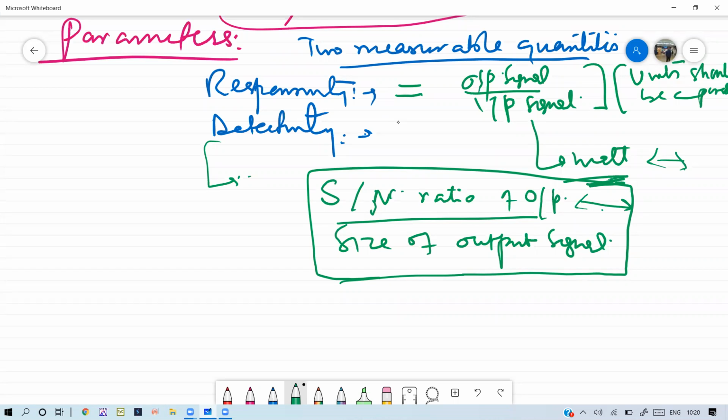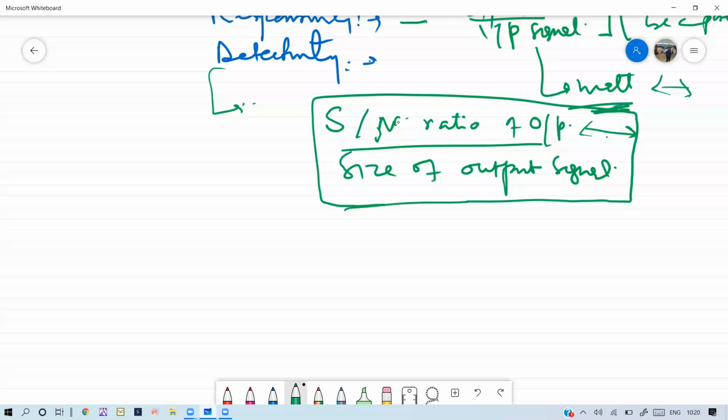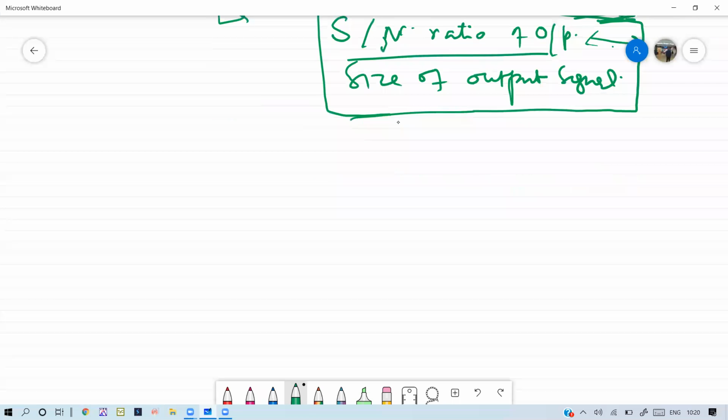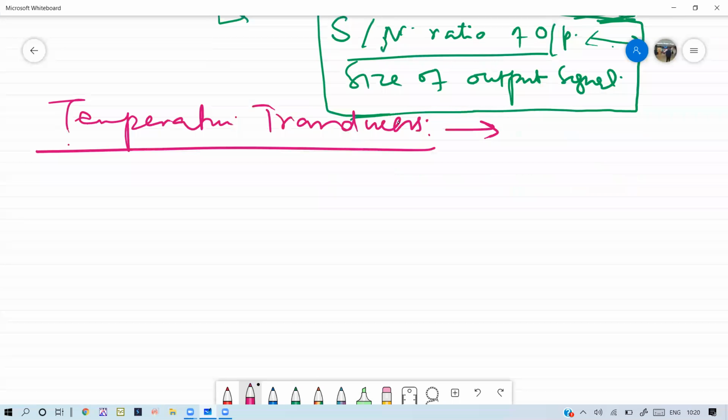Then there are different types of transducers. As I already mentioned, we can classify them based on the principle of their conversion, that is, the basic physical principle they use during conversion, like electrical, thermal, and others. We will first start with the temperature transducers. We will discuss these temperature transducers in the next class.